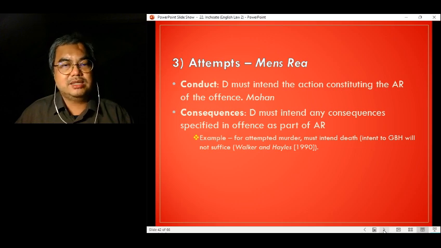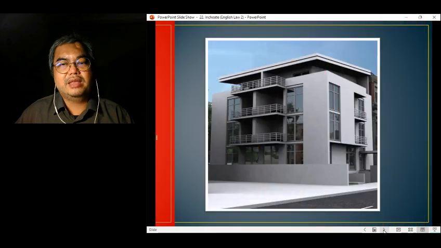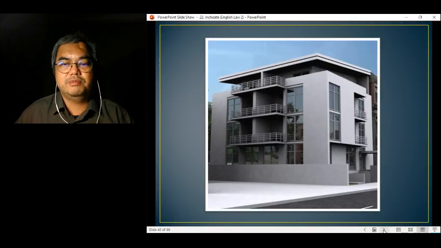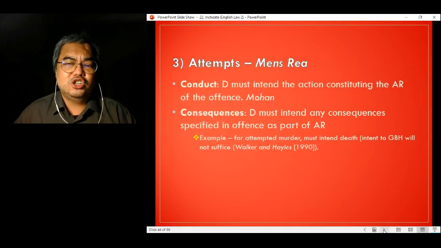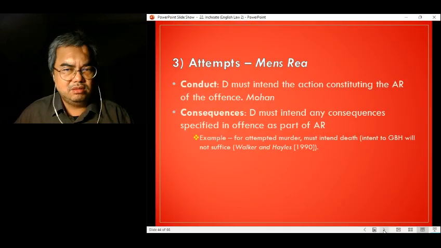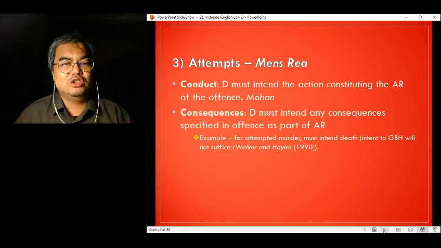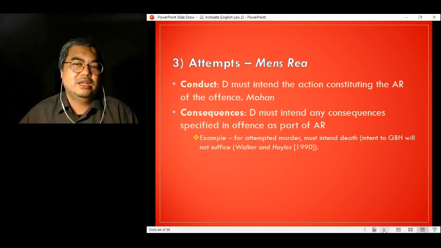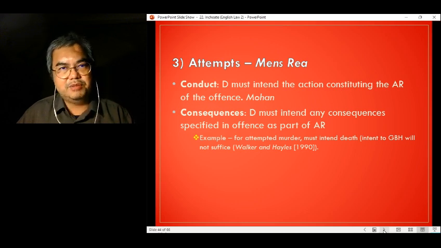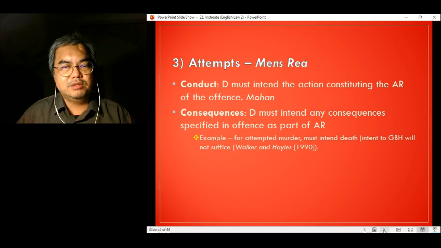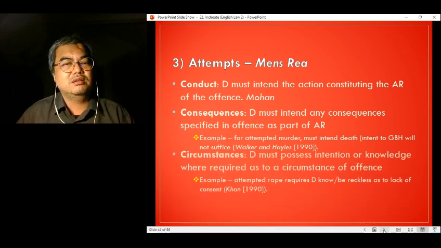And this was decided in the case of Walker and Hayles. This was a case where they beat up the victim and actually threw him off a three-story building, but the victim survived. So the question was what was their intention? Was it the intention to kill, or was it the intention to cause serious injury? Since the victim did not die, they cannot be charged with murder, but they could possibly be charged with attempted murder if the intention was to kill.